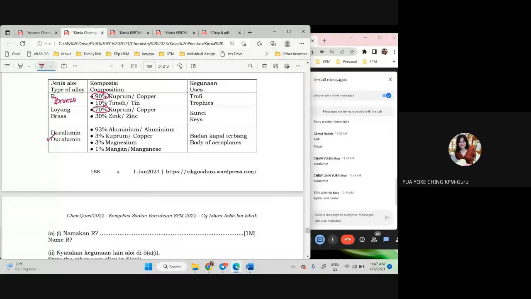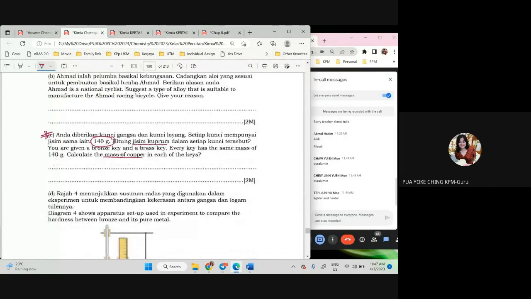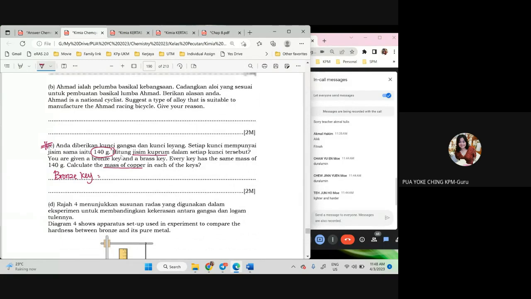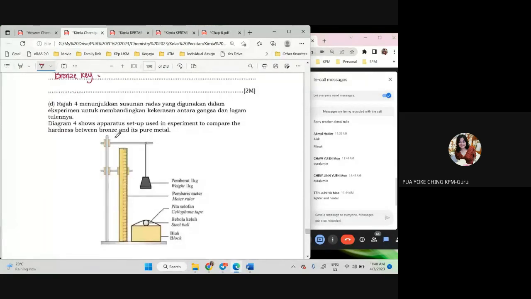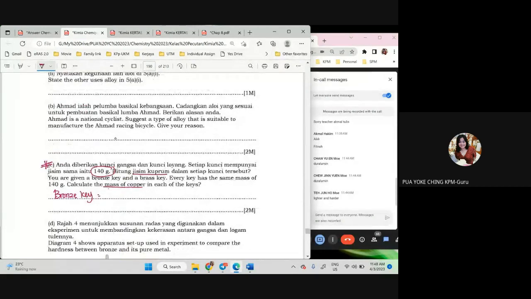So untuk bronze, 90% is copper. Untuk brass, 70% is copper. So you just use, let's say, bronze key. Bronze is 90%, right? Yes, bronze is 90%. So you just use your 90 over 100 times 140. Then you get your answer. Brass key is 70% divided by 100 times 140, then you get your gram. So that's all. So this is the other way around.